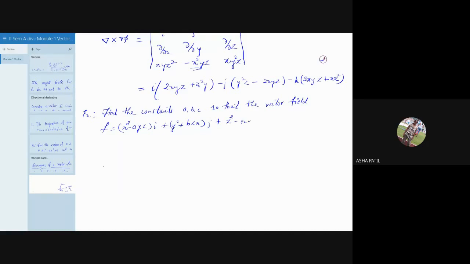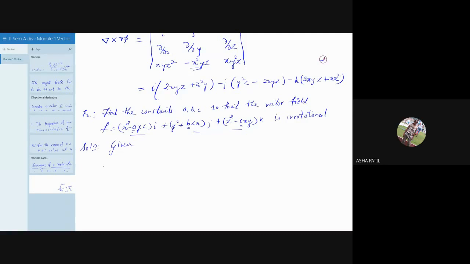z square minus cxy) k is irrotational. It is given that the vector is irrotational. You have to find the values of the constants A, B, and C. So F is given, that means we have F1, F2, and F3. We have to go for curl F equal to 0 because it's given that the vector field is irrotational.